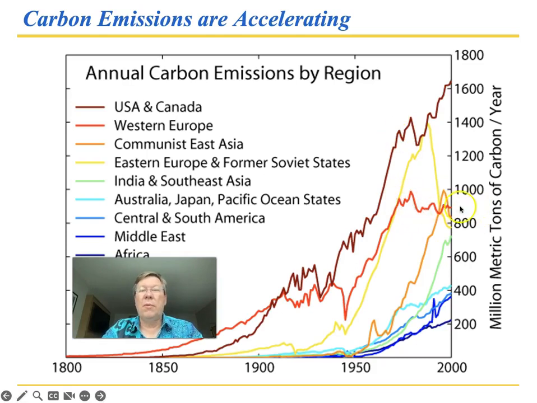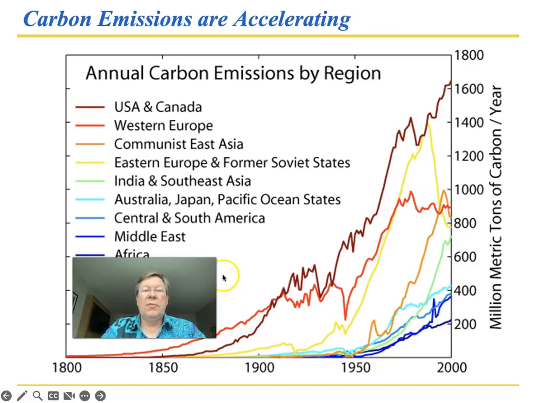So the carbon emissions in Western Europe are flat. That's interesting, because it means that these economies have grown, and some of them have grown just as fast as those in the United States or Canada, but they have been able to curb their carbon emissions. Now, they haven't reduced them from that point, but they have been able to curb them.